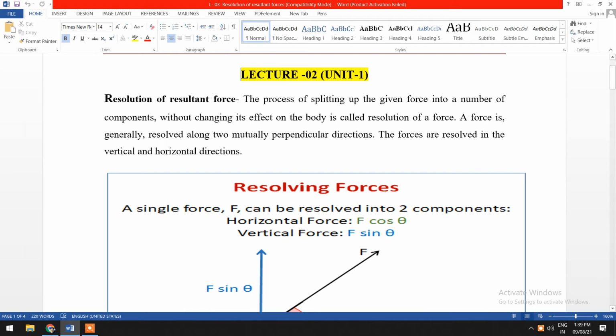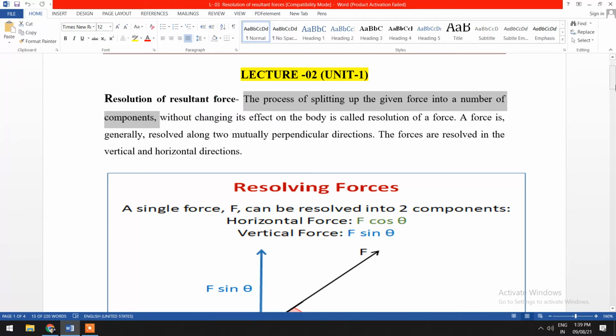Hello friends, in this lecture we will study the resolution of resultant force. So what is the resolution of resultant force? Let us see the meaning of this statement. It is the process of splitting up the given force into a number of components without changing its effect on the body. This is called the resolution of force.